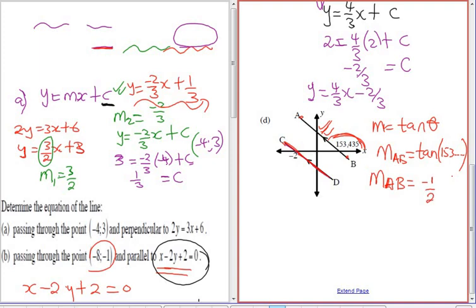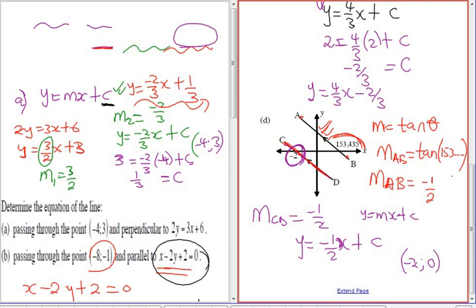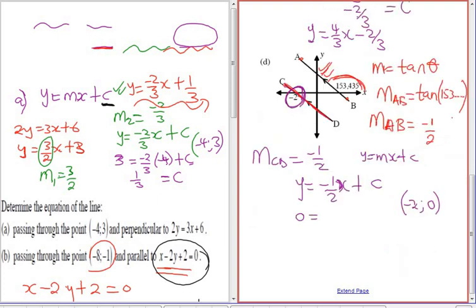You see, negative 0.5. So since these two are parallel, it means if I want to calculate the gradient of CD, it should also be negative a half. So my equation will be very simple to find because I substitute it into the equation y is equal to mx plus c, and then it should look something of this sort. So all I need to do now is to substitute any coordinate on CD. And luckily for us, we have that hidden coordinate there. And that coordinate is negative 2 and 0.